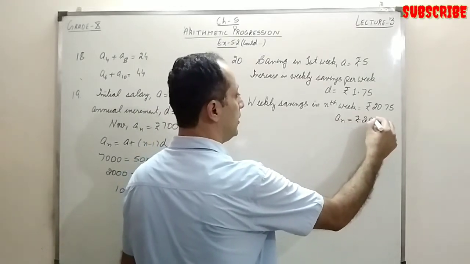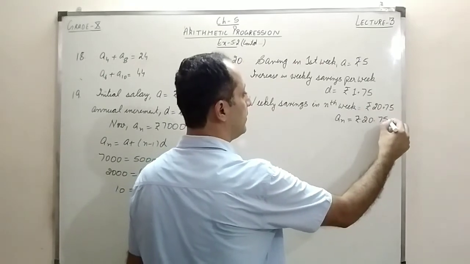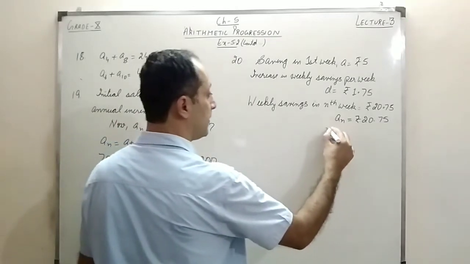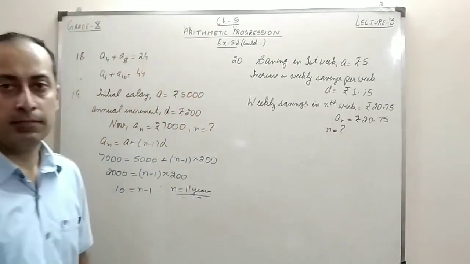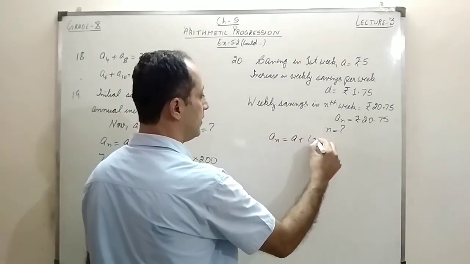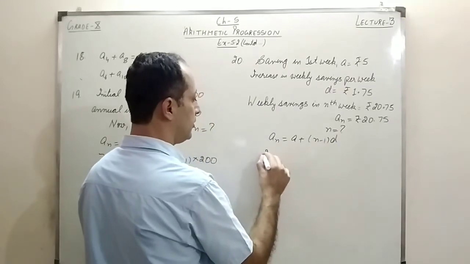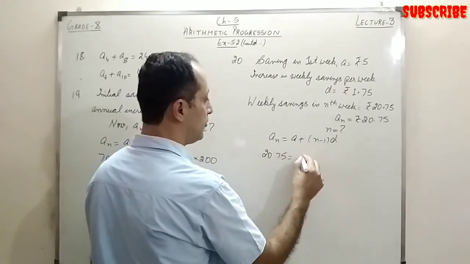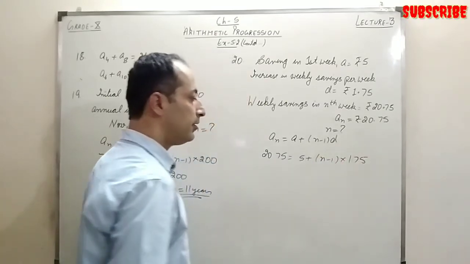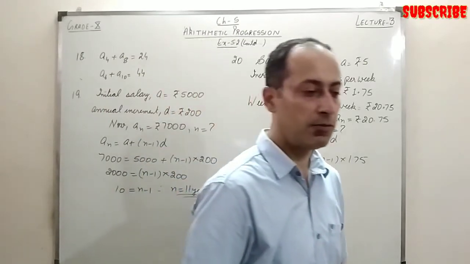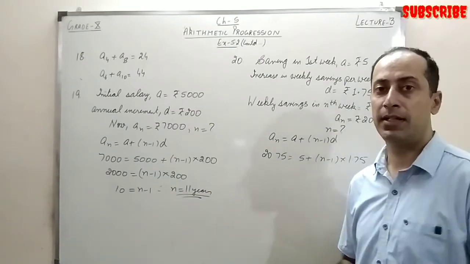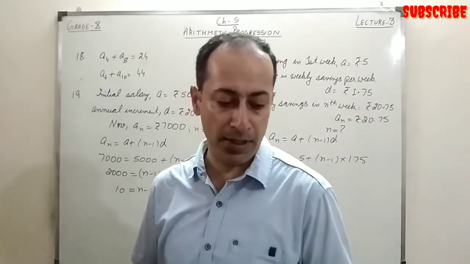rupees 20.75. Now, I find after how many weeks this becomes this amount, so I have to find N here. Same question, no difference. So you can just proceed. AN equal to A plus n minus 1 into d. So this is 20.75 equal to 5 plus n minus 1 into 1.75. You can proceed further yourself. It's quite simple. Subtract this 5 on this side and then divide by 1.75 and you can find the value of n. Right, dear friends, so this was all about exercise 5.2.